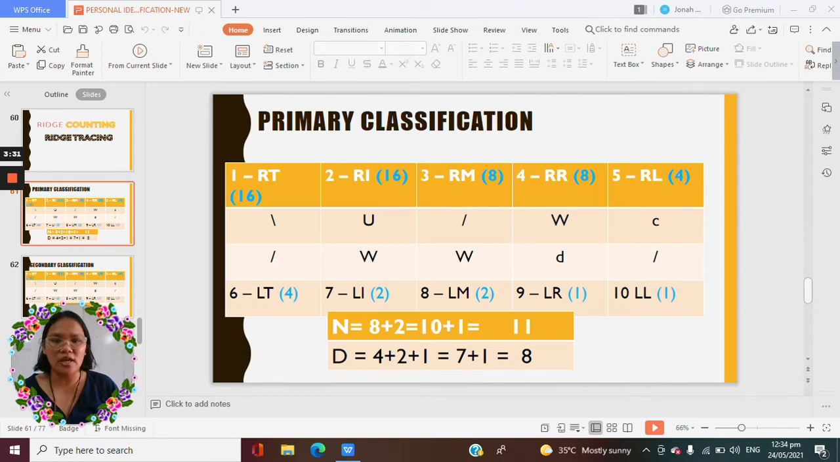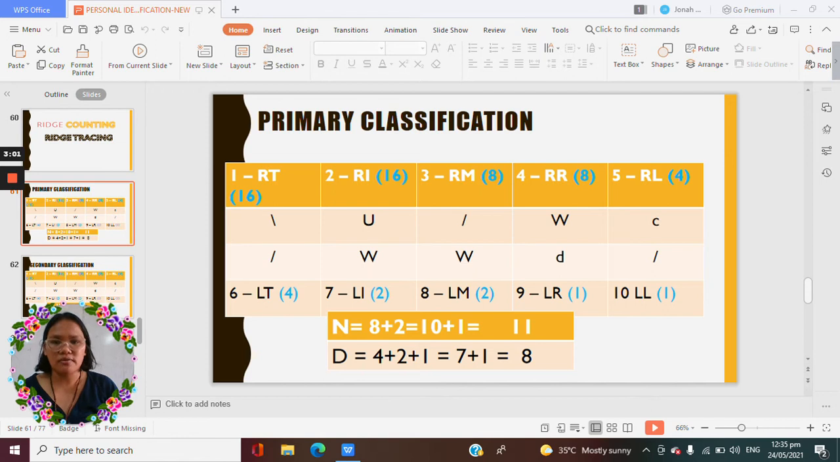For example, the right thumb and the right index have 16, 16. Then right middle and right ring are 8, 8. Right little and left thumb are 4. Left index and left middle are 2. Left ring and left little are 1. Only use these numerical values if the pattern belongs to the whorl family.